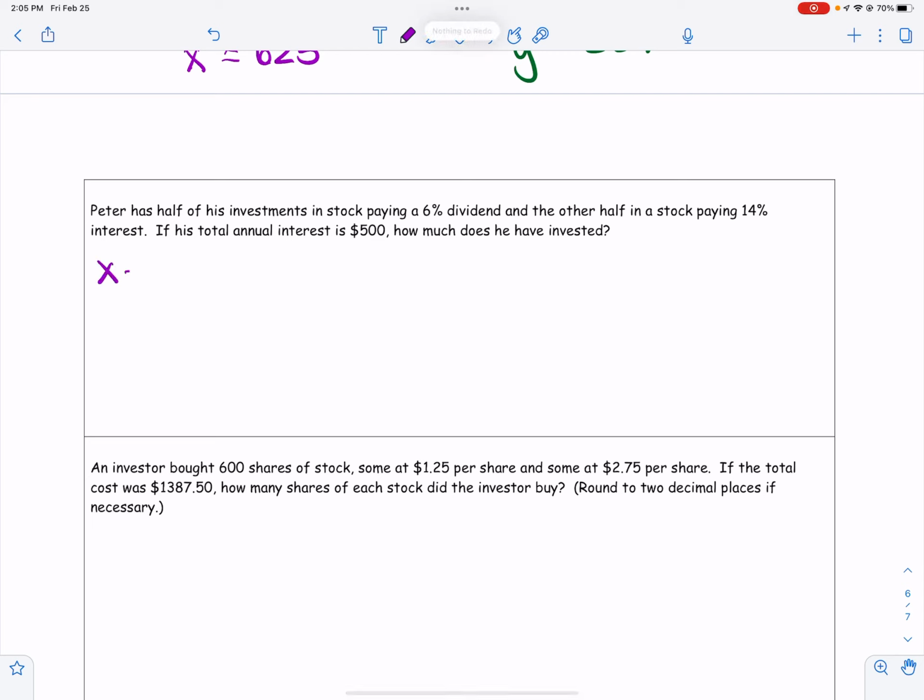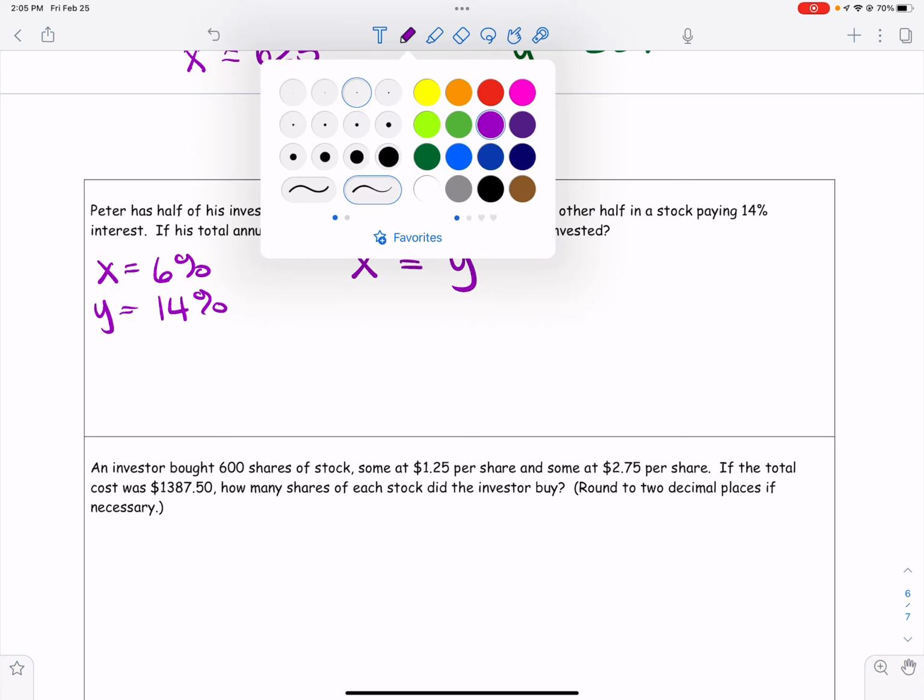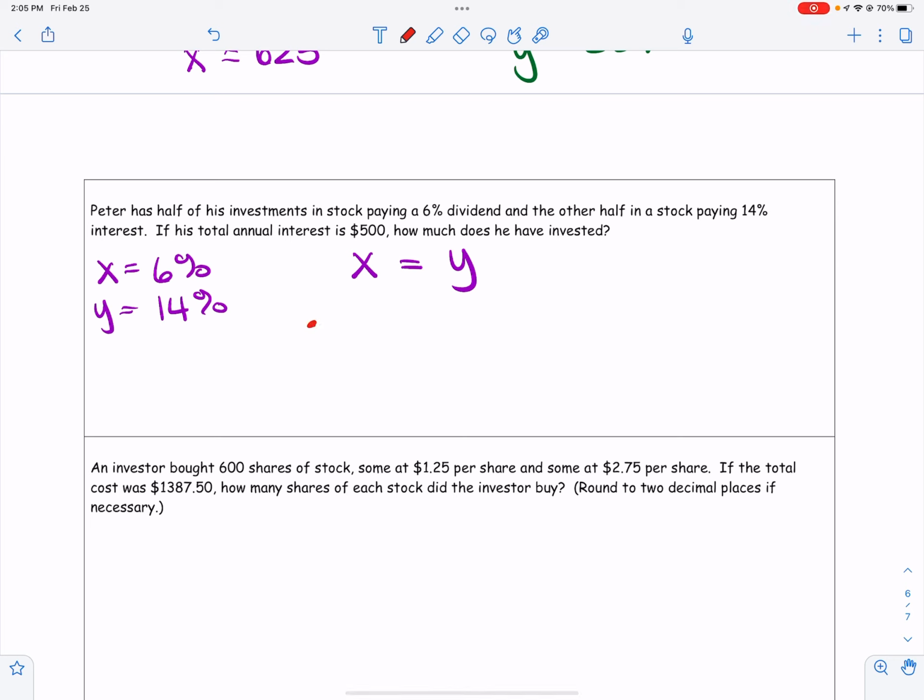So we're going to say let x be the amount at the 6%. And we're going to say y be the amount at the 14%. And because I have half in one account and half in the other, that means the amounts of those two accounts are going to be equal, okay? So that's going to be the first equation. Then I factor in the interest, or the percent, 0.06x, plus 0.14y has to equal the interest earned.